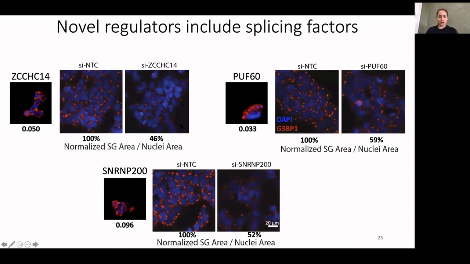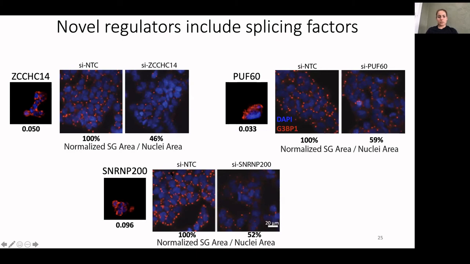But shown here are what the siRNA validations looked like for 3 of our strongest novel candidates. So these are 3 splicing factors and a zinc finger protein, which when we performed siRNA depletion on a plate, we saw a reduction by about 40 to 50% of the total granule area relative to a non-targeting control. And I thought these were pretty interesting because there have been papers associating these proteins with genetic variation that are associated with various neurological diseases.